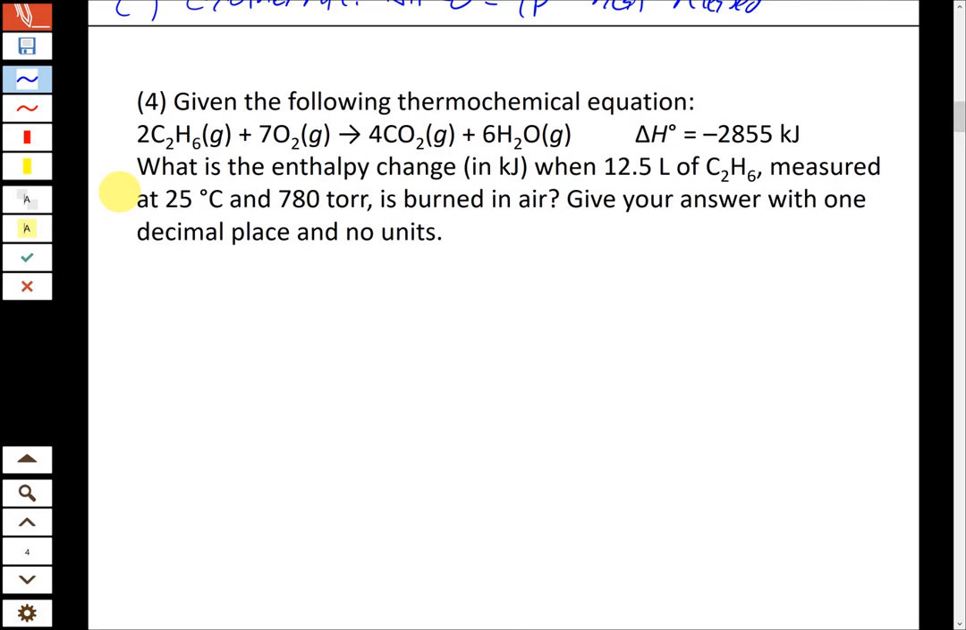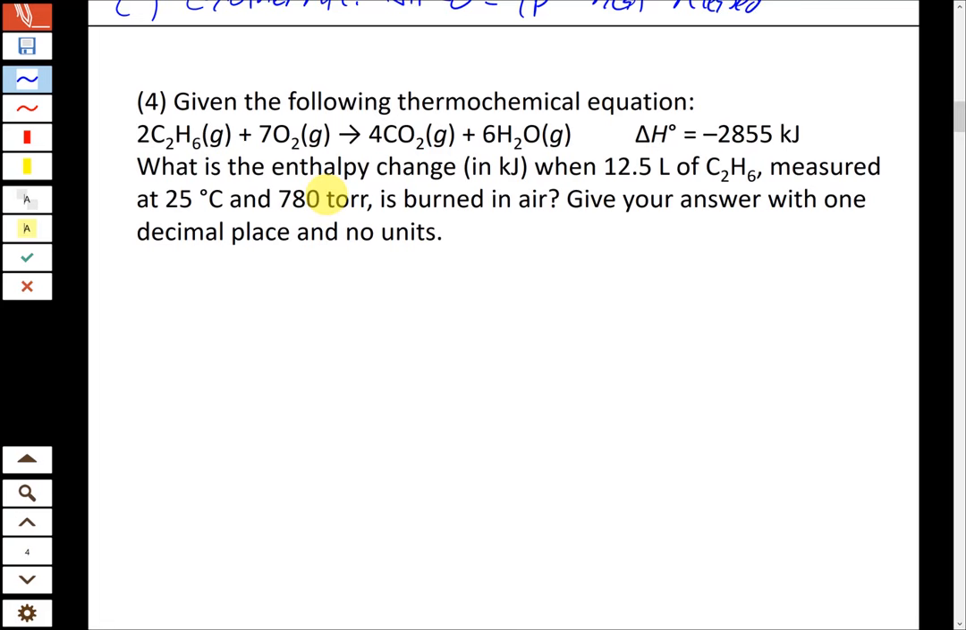So number 4 deals with what's called a thermochemical equation. A thermochemical equation is a balanced chemical equation with its associated delta H value. This would be a combustion equation, more specifically. So we want to know what the enthalpy change is in kilojoules when 12.5 liters of C2H6, which is called ethane, measured at 25 degrees Celsius and 780 torr, is burned in air. And we want to give the answer with 1 decimal place and no units.